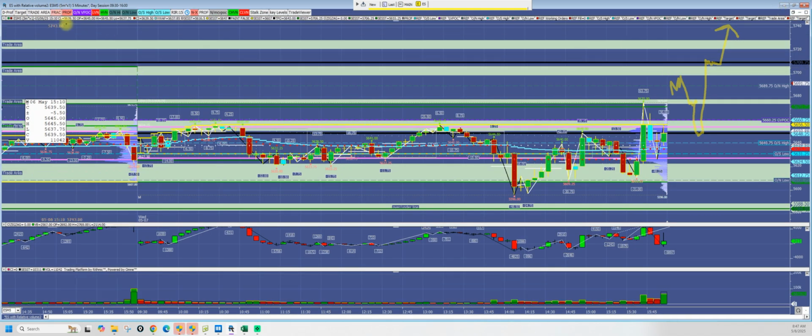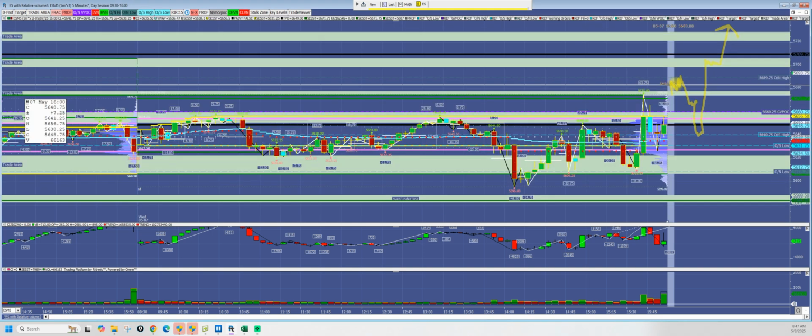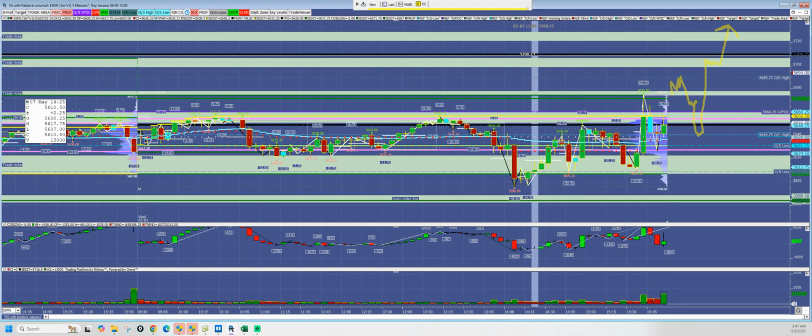Hypo 2 is a balancing day. So I'm looking for an open auction out of range. Open auction out of range. A move up, test the 5700s. Reject, or just pop in and then reject.